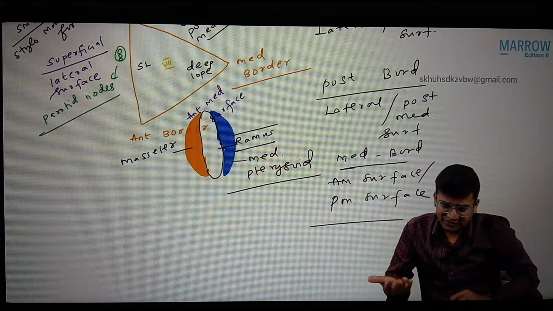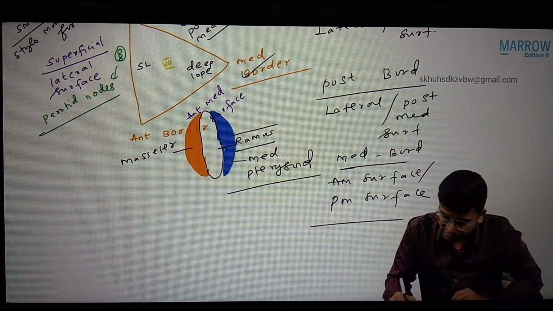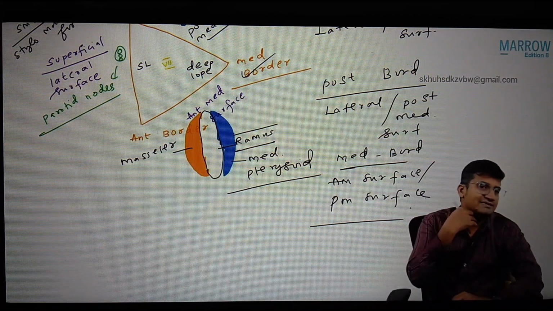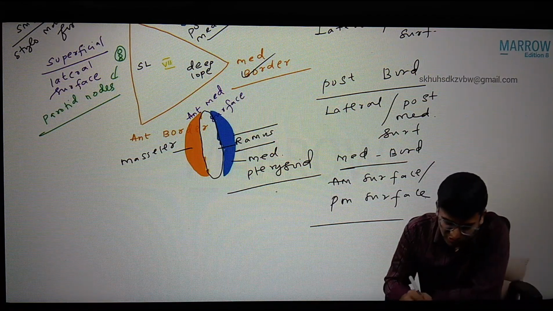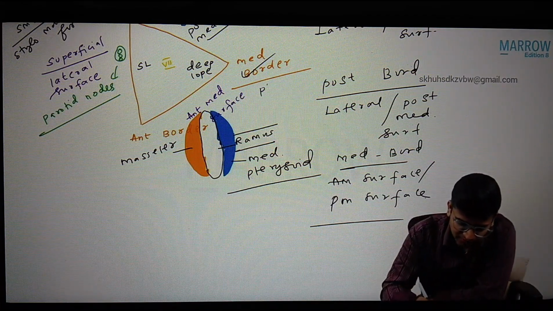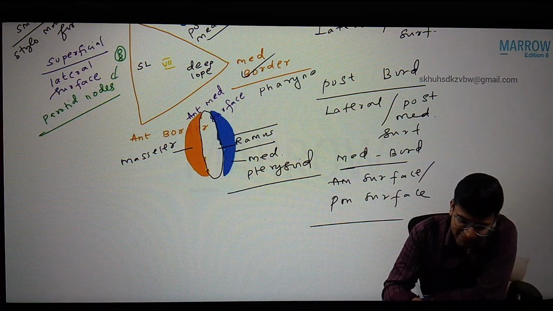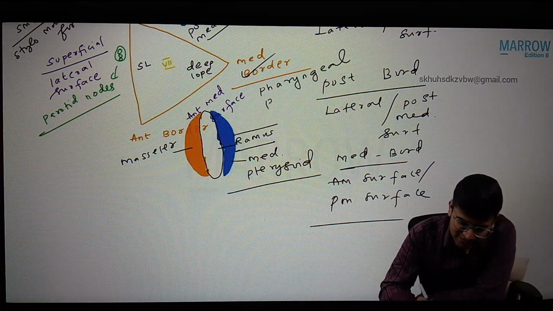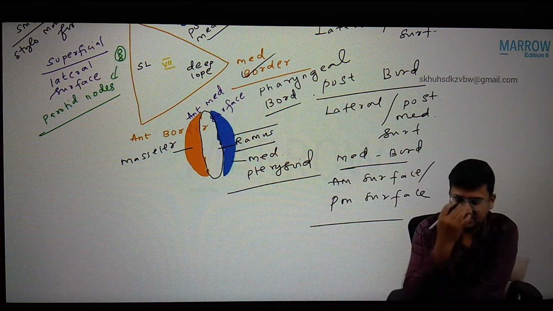Now the posteromedial surface and anteromedial surface are separated by the medial border, and the medial border is related to the pharynx. So the medial border is also known as the pharyngeal border. That's all.